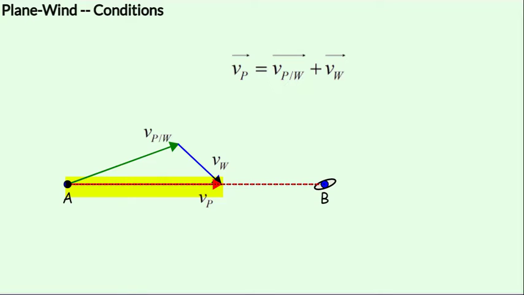And this velocity of the plane with respect to the ground will be the resultant velocity by vectorially adding the velocity of the plane with respect to the wind and the velocity of the wind. Let's look at this condition mathematically.